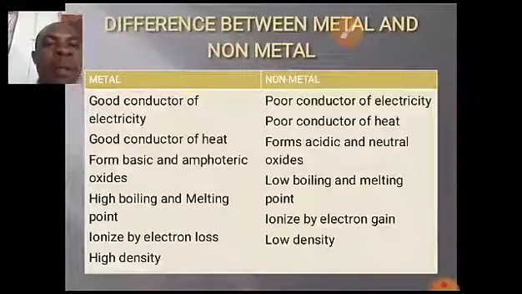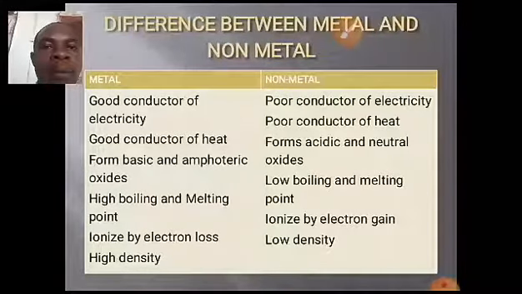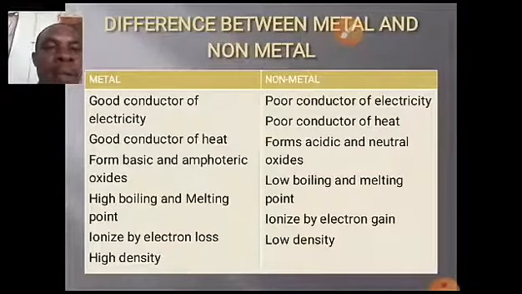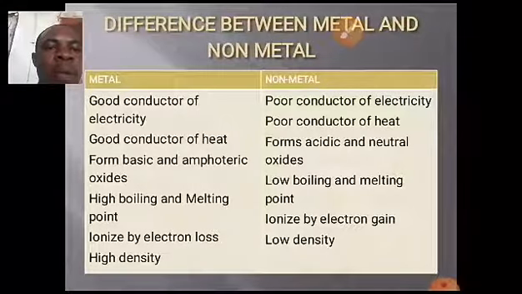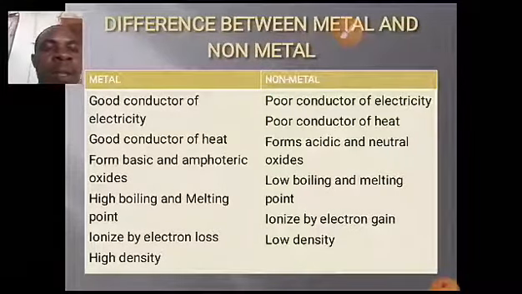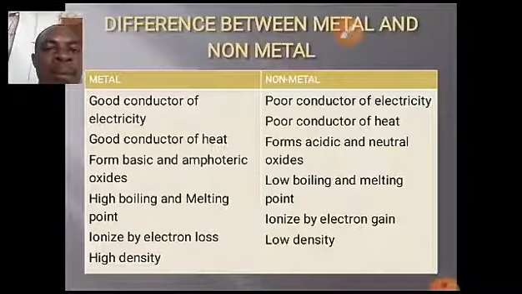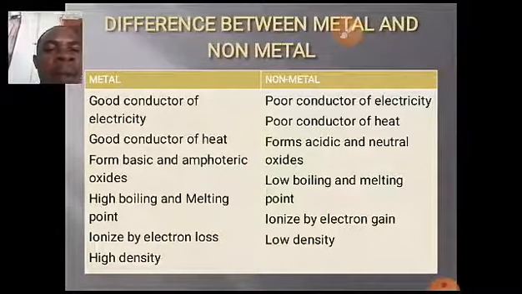Let's see the difference between metals and non-metals. Metals are good conductors of electricity. Non-metals are poor conductors of electricity. Metals are good conductors of heat. Non-metals are poor conductors of heat. Metals form basic oxides, but non-metals form acidic oxides. Metals have high boiling and melting points. Non-metals have low boiling and melting points. Metals are ionized by electron loss. Non-metals are ionized by electron gain. Metals have high density. Non-metals have low density.